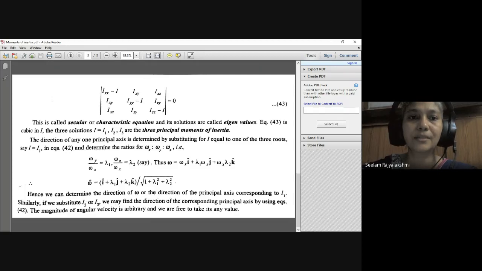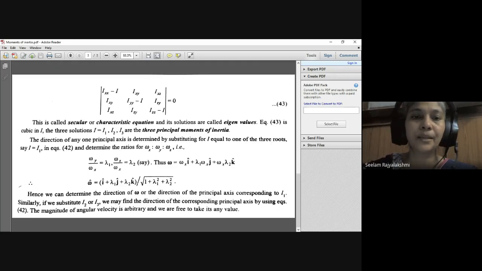So this equation number 43 is called the secular or characteristic equation, and its solutions are called eigenvalues, which is cubic in I. The three solutions I equals I1, I2, I3 are the three principal moments of inertia. So the direction of any one principal axis is determined by substituting for I one of the three roots, that is, let it be I equals I1 in equation number 42, and determine the ratios of omega x to omega y to omega z.